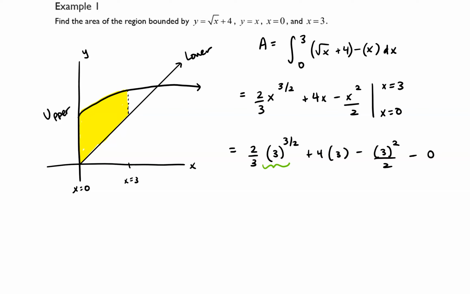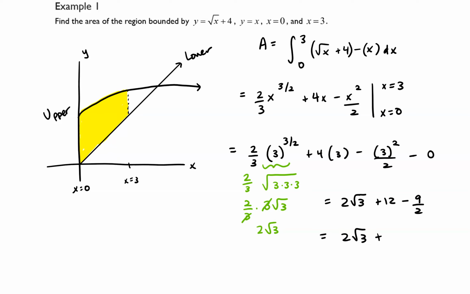So 3 to the 3 halves power is the same thing as the square root of 3 times 3 times 3. And since there's a pair there, I could rewrite that as 3 root 3. And if we're multiplying that by 2/3, then that 3 and that 3 will cancel out. So that's going to end up simplifying to 2 root 3. So we'll get 2 root 3 plus 12 minus 9 halves. And then 12 we could rewrite as 24 over 2. So that would become 2 root 3 plus 15 over 2. And that is our final answer.